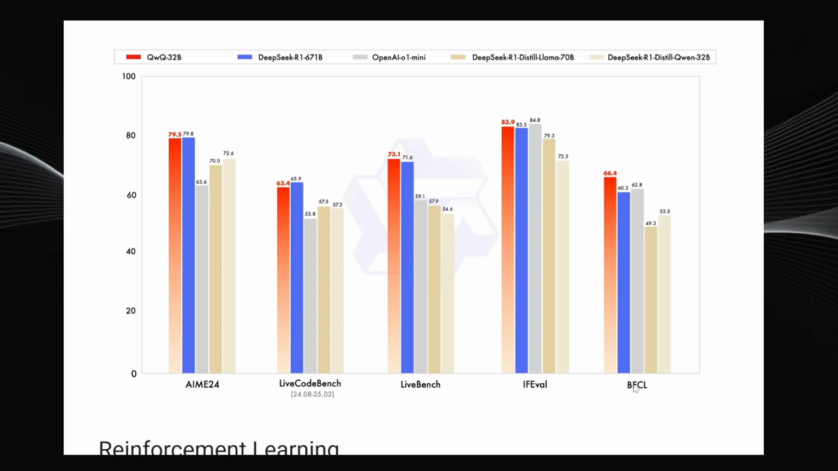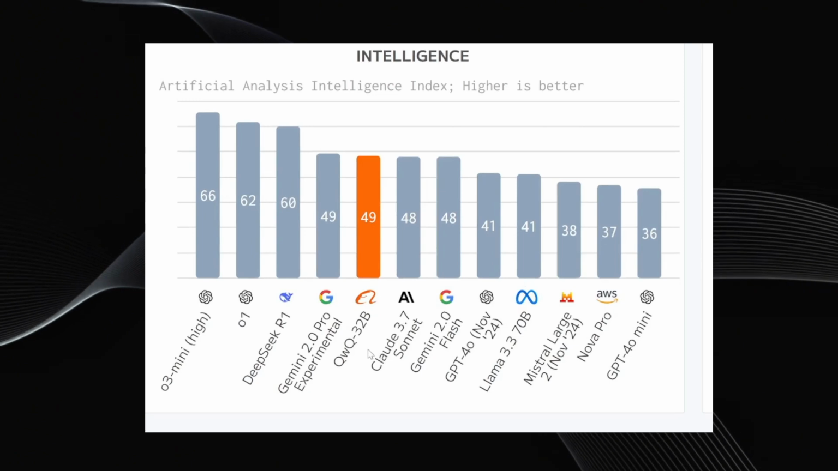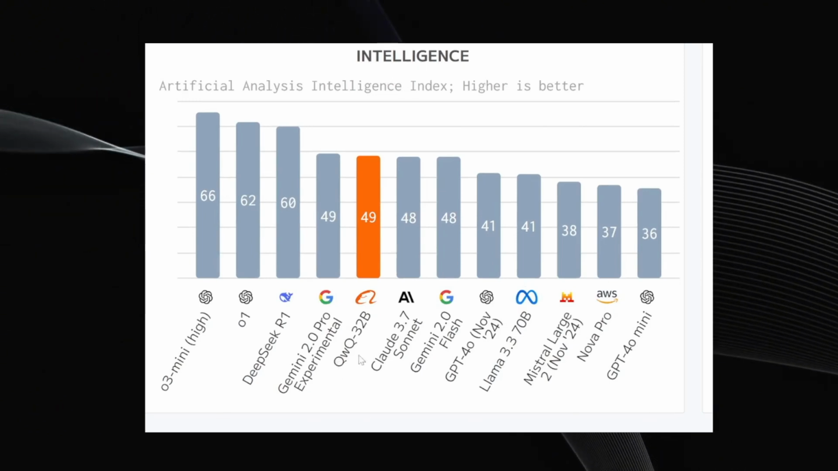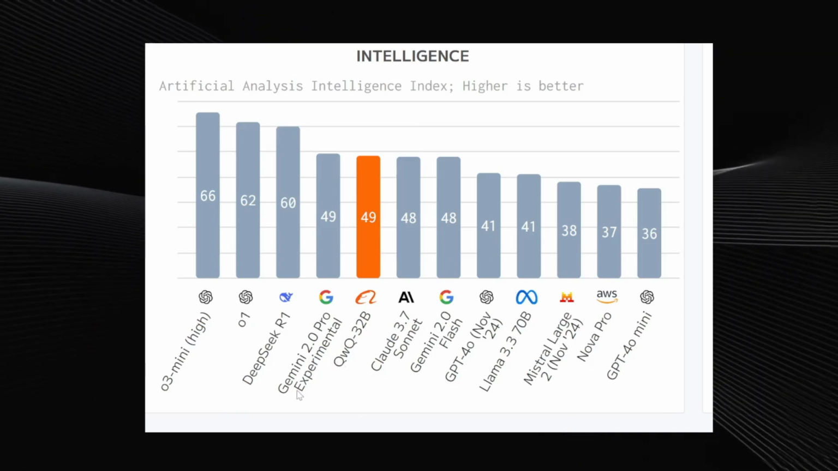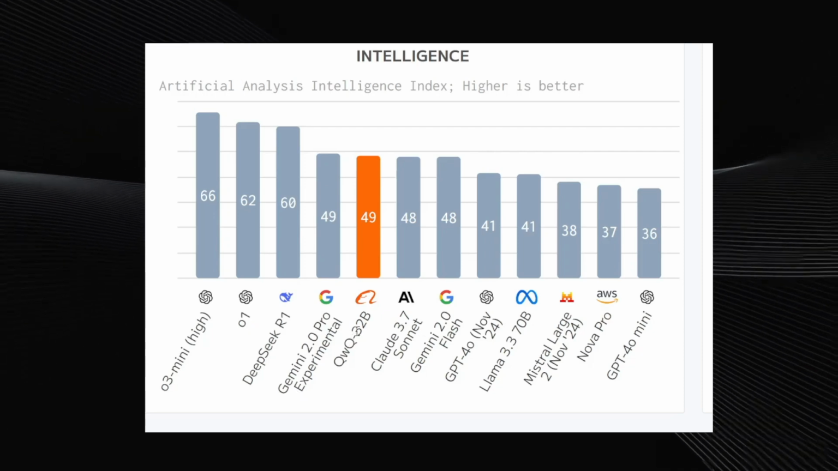So let's head over to Artificial Analysis, a website that analyzes AI models. They've got Qwen 32B listed, and the intelligence scores are fascinating. It beats Claude 3.5 Sonnet and ties with Google's Gemini 2 Pro, while it's a bit lower than DeepSeek R1 and OpenAI's O3 Mini and O1, according to their metrics.